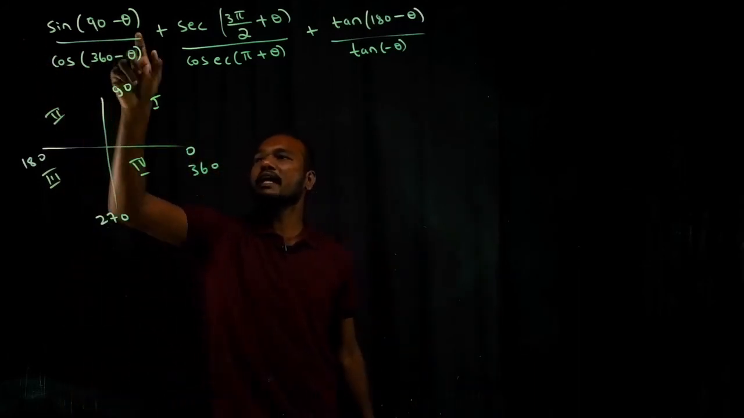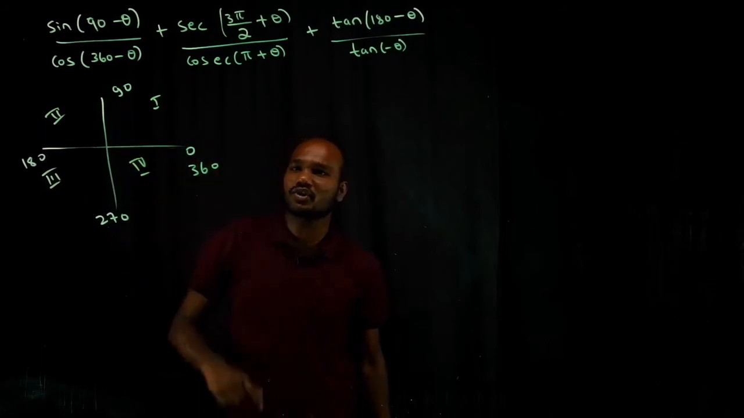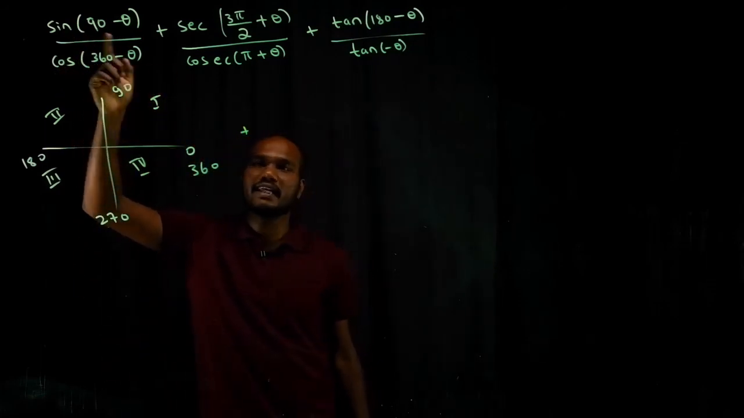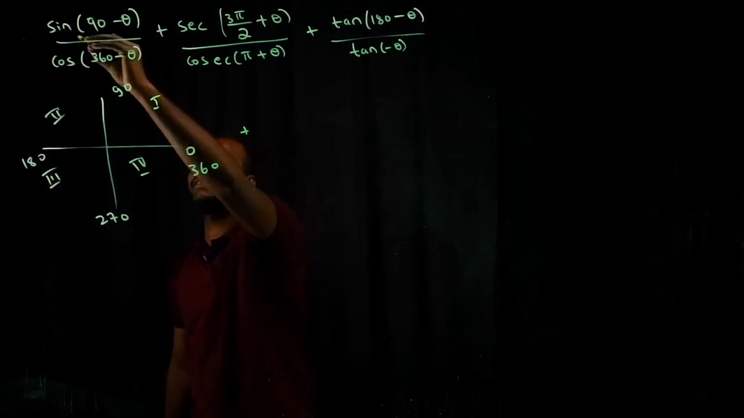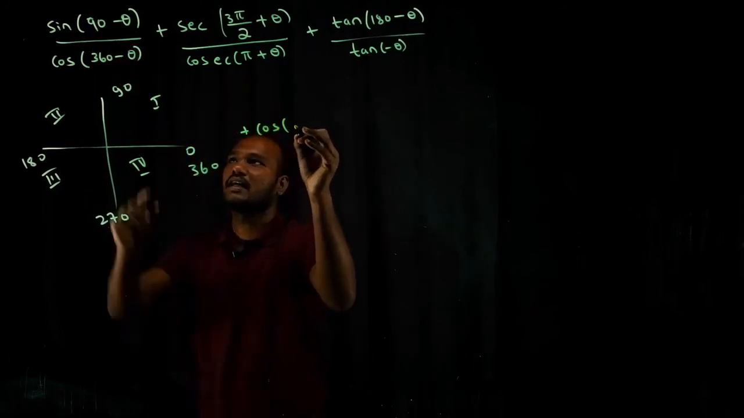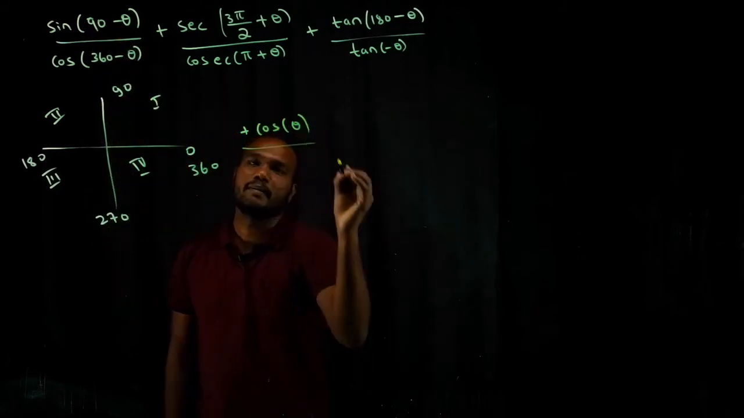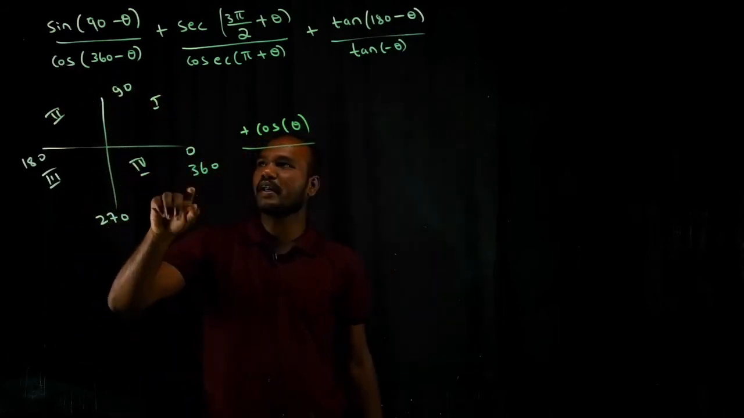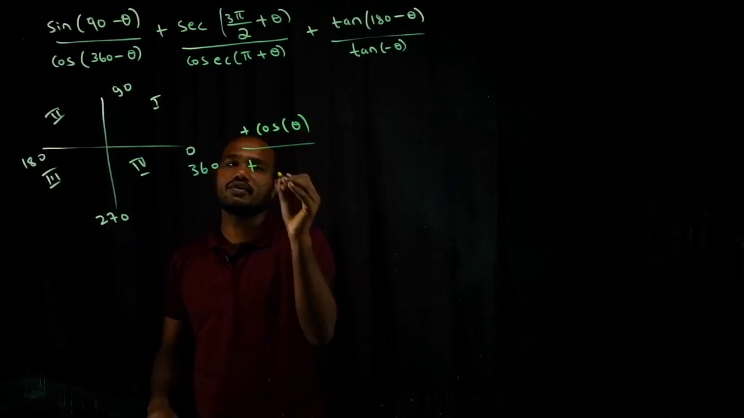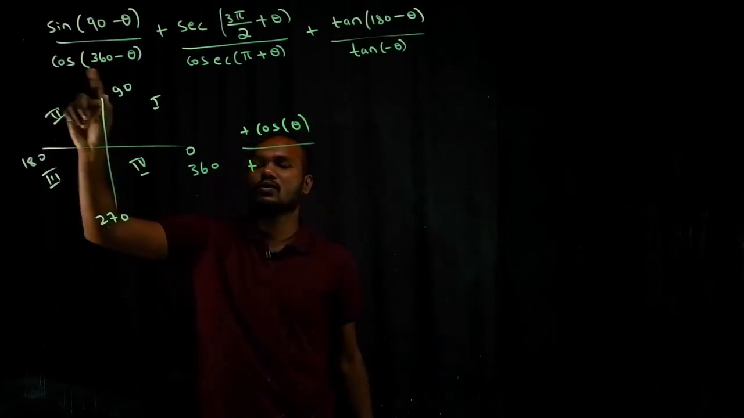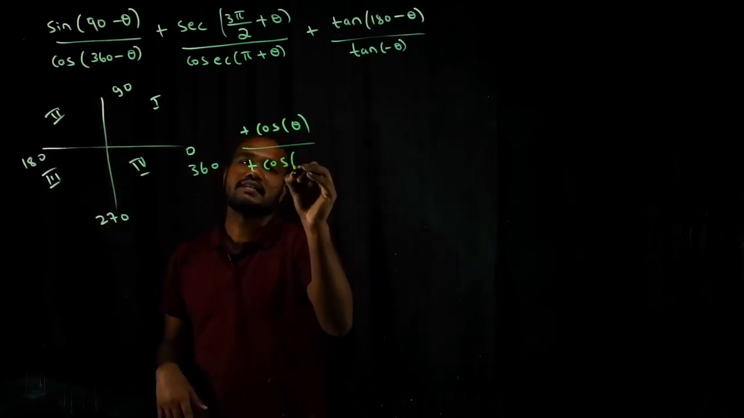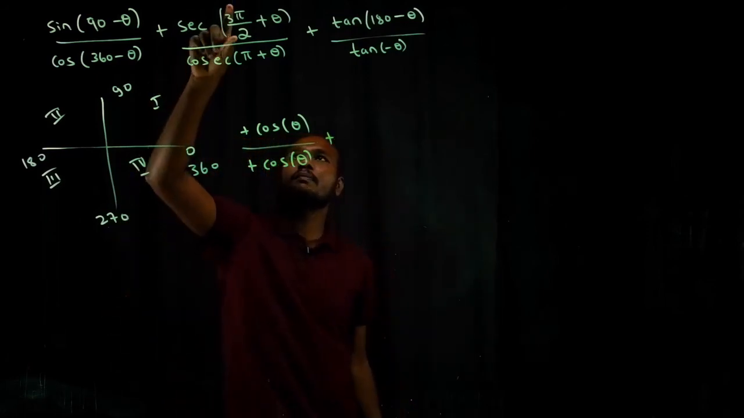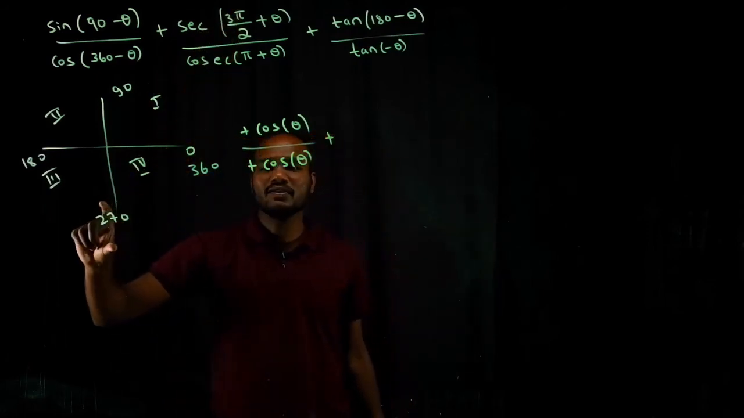Sine of 90 minus theta is first quadrant, so I have to take positive, and it's a complementary angle, so sine will become cos theta, divided by, again cos of 360 minus theta, that is a fourth quadrant. In fourth quadrant cos is positive, you have to take positive, and it's a supplementary angle, so cos will remain as it is, theta, plus secant of 3 pi by 2 means how much? 3 pi by 2 is 270 degree.